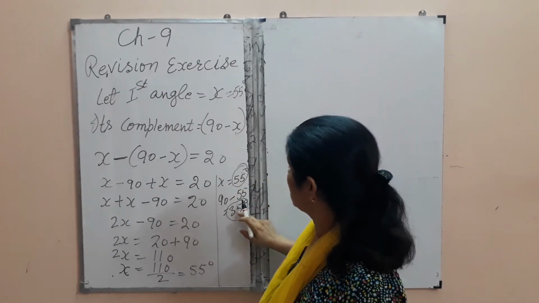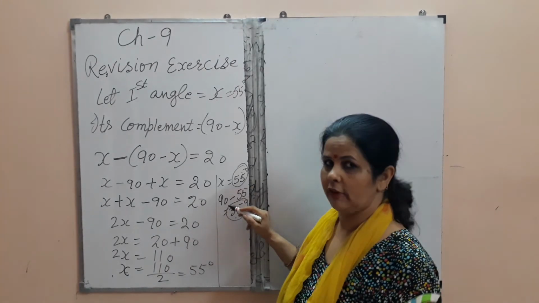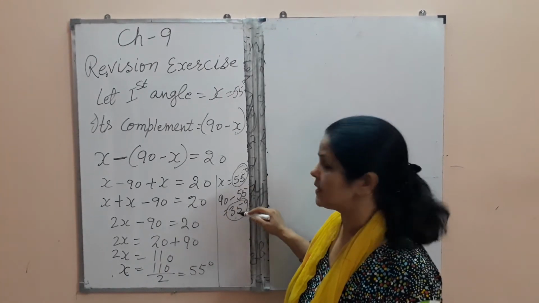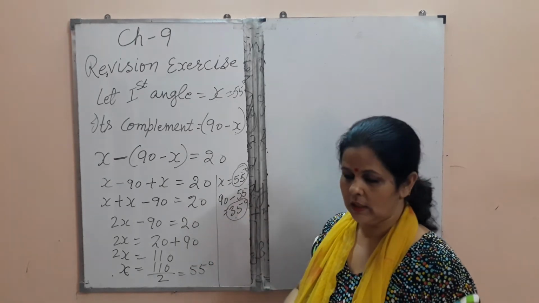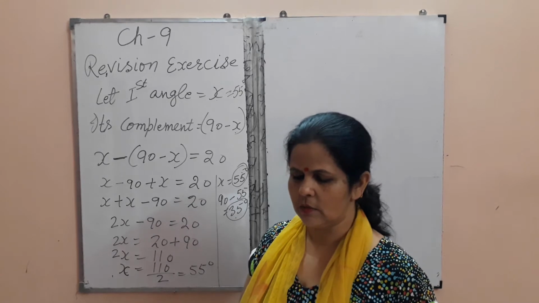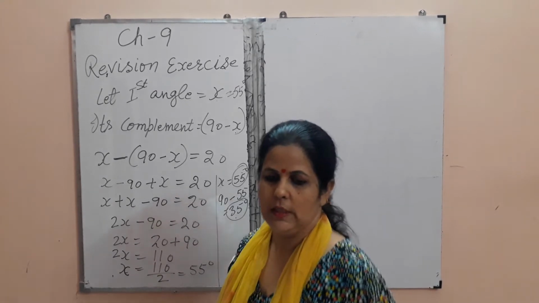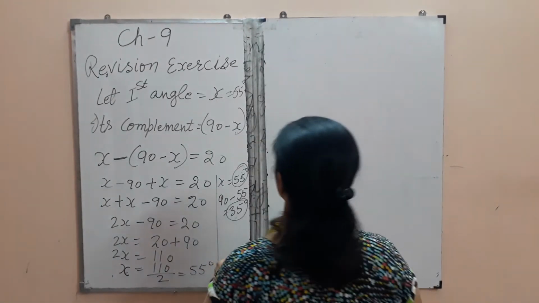So two complementary angles are 55 degree and 35 degree and their difference is 20. These two are making complementary angle, 55 plus 35 is 90 degree, and their difference is 20 degree. So it proves the question. Next, find an angle which is 10 more than 4 times its supplement.